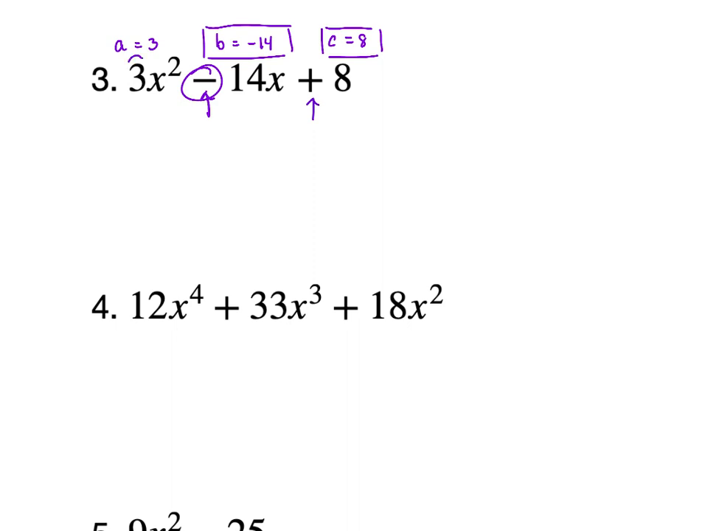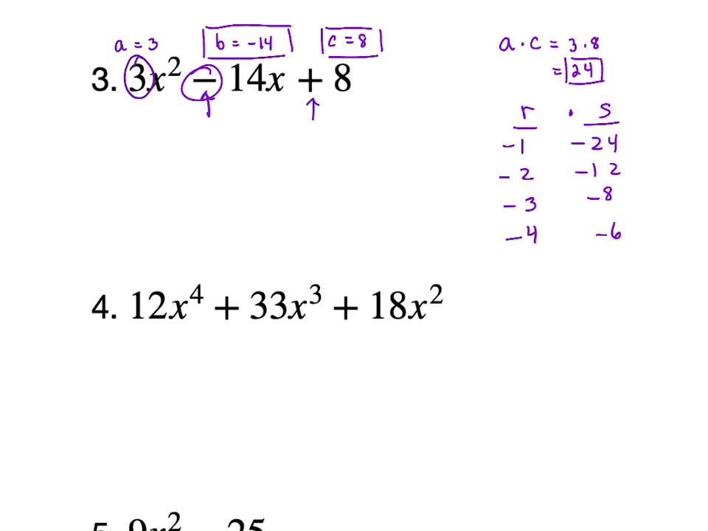Now, because our A value is a 3, everybody, we cannot just do the C. We have to take A times C, and that's 3 times 8, which is 24. So there's the product we're looking for, R times S. Let's list them all: 1 and 24, 2 and 12, 3 and 8, and 4 times 6. They're both going to have to be negative, so that when they multiply, they give us a positive 24, but when they add, they give us a negative 14. So let's just add these up and see what we get. Well, that's negative 25. This is negative 14.